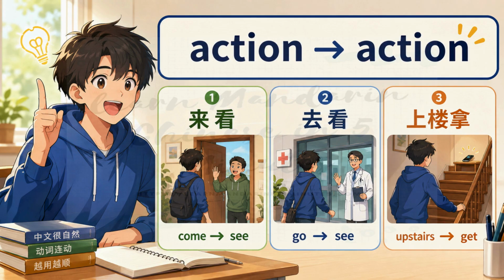So the mistake is not that the learner does not know enough vocabulary. The mistake is trying to force the English sentence structure into Chinese. Sometimes Chinese simply gives you action with another action, like come see, 来看, go see, 去看, go upstairs and then get, 上楼拿. And that is much more natural than trying to translate every little English word.